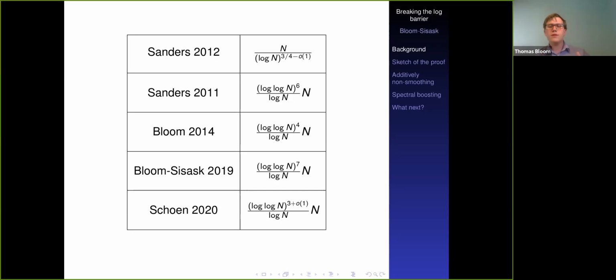And since the original advance of Sanders, there are now, I guess, 3 new proofs of this n over log n density bound, which vary slightly in the log parameters. So a variant proof I gave in 2014. Last year, myself and Olof Sisask presented another proof using, again, different methods.